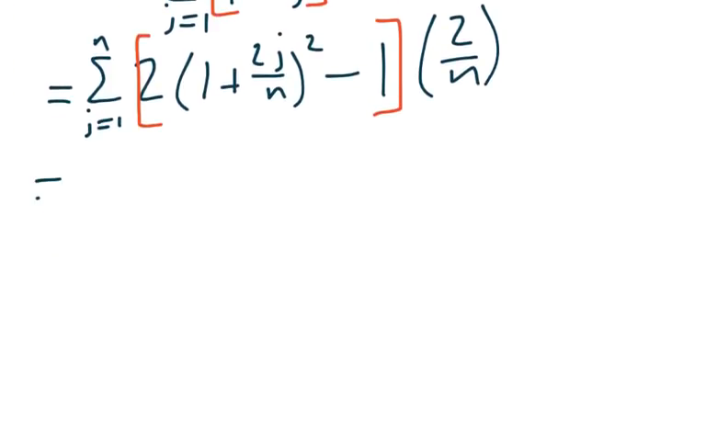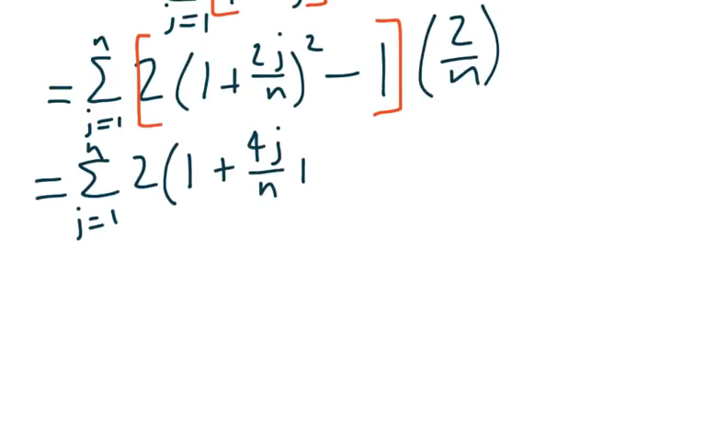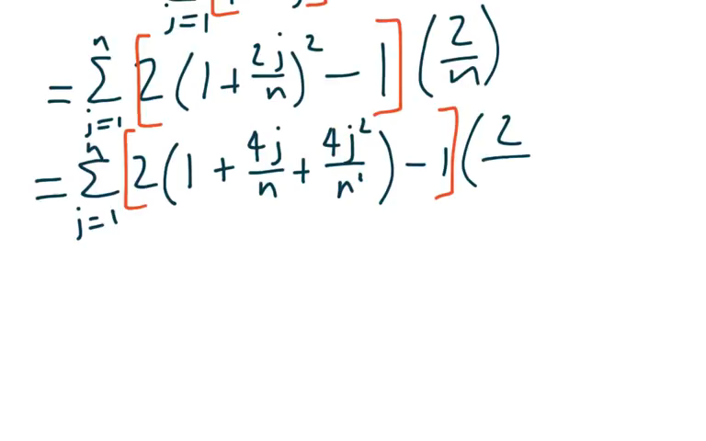Now, let's multiply some stuff out. We get the sum as j goes from 1 to n of 2 times, now I'm going to multiply the 1 plus 2j over n in parentheses squared out, and when I do, I get 1 plus 4j over n plus 4j squared over n squared, minus 1, grouping appropriately, times 2 over n.